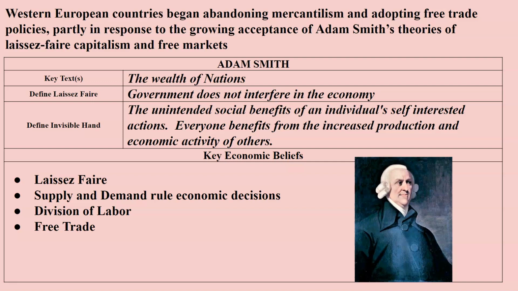Okay, so we've got here some information on Smith. He wrote this book called The Wealth of Nations, published in 1776. The basic ideas he lays out are that the government, first of all, does not interfere in the economy, and that the economy is ruled by what he calls the invisible hand. And it's basically, as people push to create more for themselves, others benefit from that.